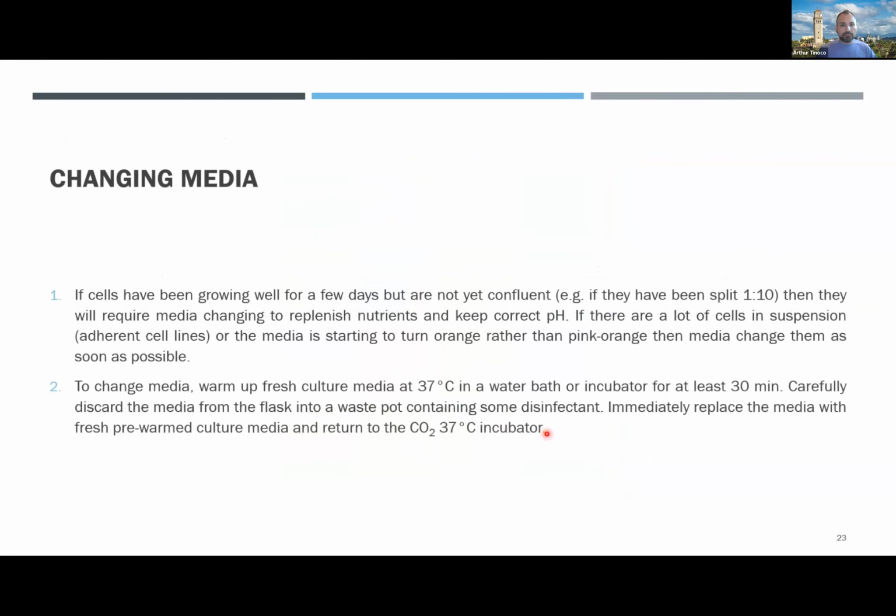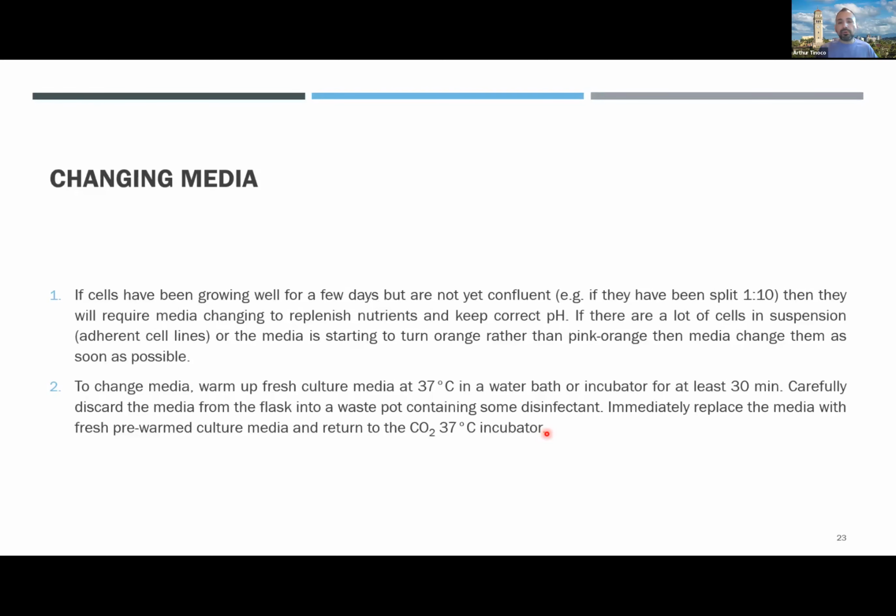All right, so the very last thing is changing media. So if cells have been growing well for a few days, but are not yet confluent, let's say they have been split 1 to 10, depending on where the confluency was, they're probably at a low confluency at that point. Then they will require media changing to replenish nutrients and keep pH correct.